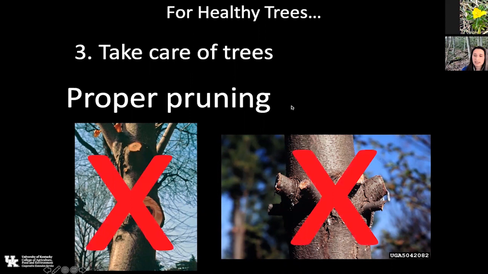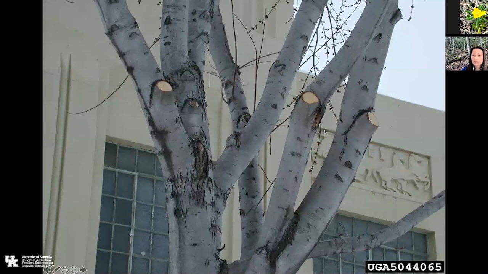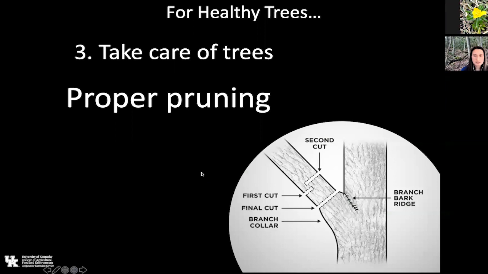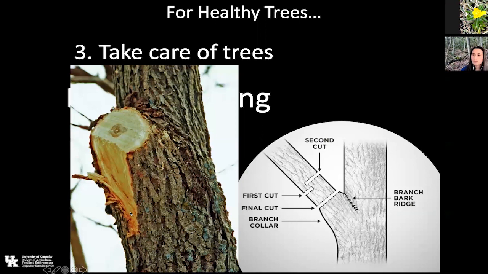So something like this, right? These are really good pruning cuts that create small wounds that the tree can then try to produce new tissue to seal over. So there are different techniques in proper pruning that I know you touched on last week, but you want to avoid any further damage to the tree, because every pruning cut is damage to that tree.